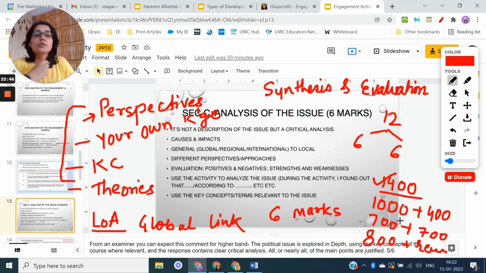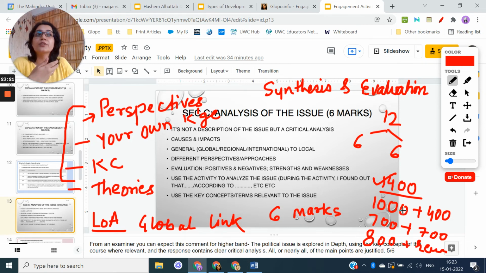Now remember, do not give any heading when you are writing your report. Do not say this is the identification of the issue, explanation of the engagement, analysis of the issue, or the evaluation. No, it is flowing. It has a natural flow. Whenever you are reading any editorial page of a newspaper or any article, it starts with the explanation of the political issue. It creates a hook in the examiner: oh, it sounds interesting, let me read it further.